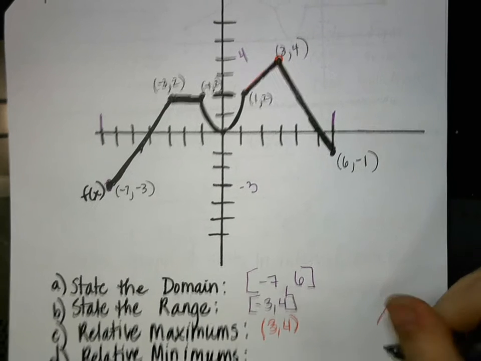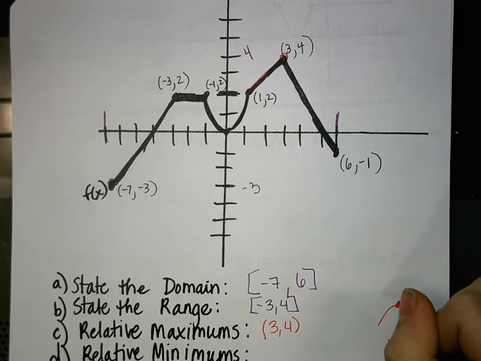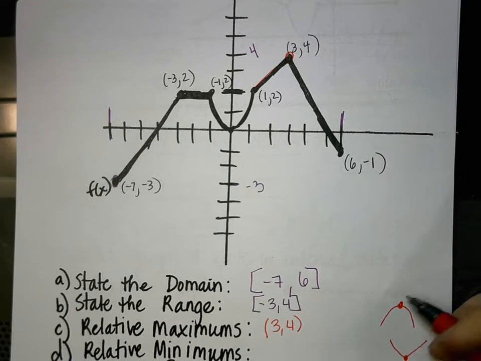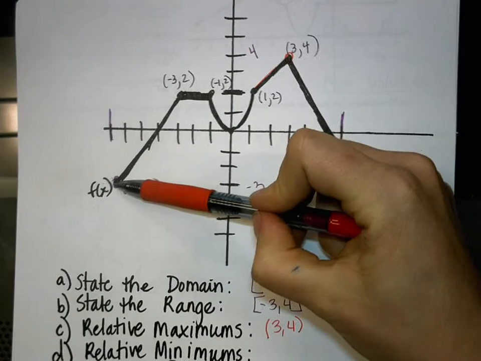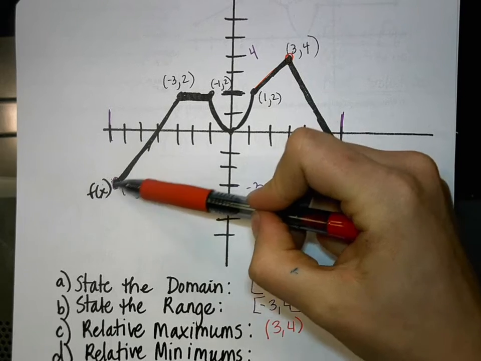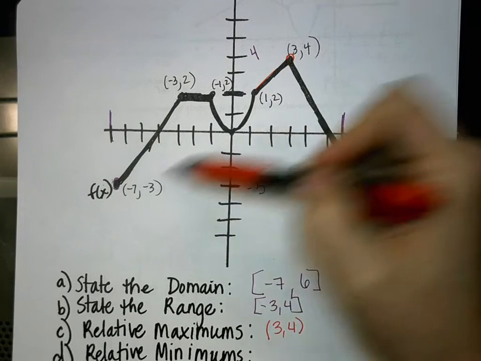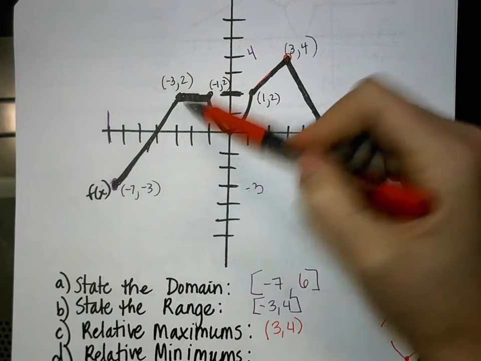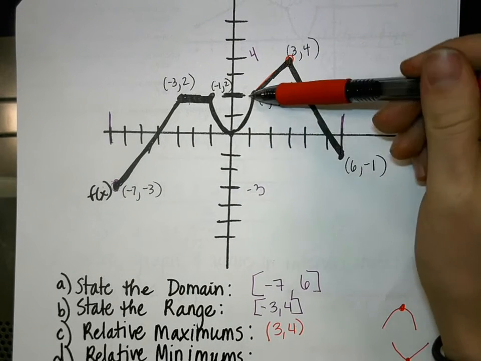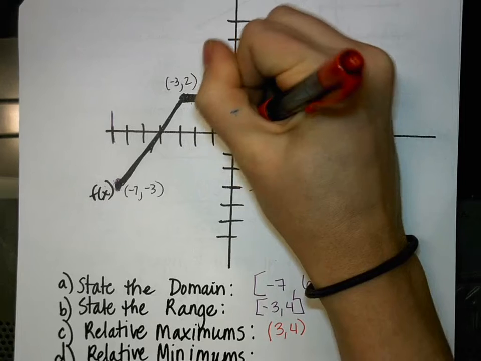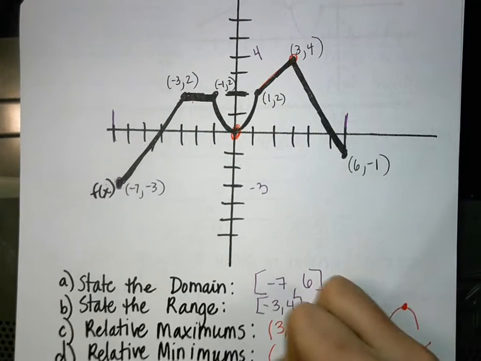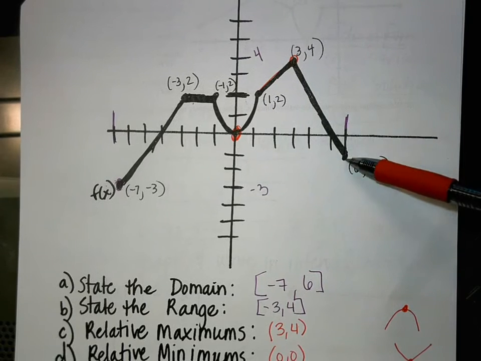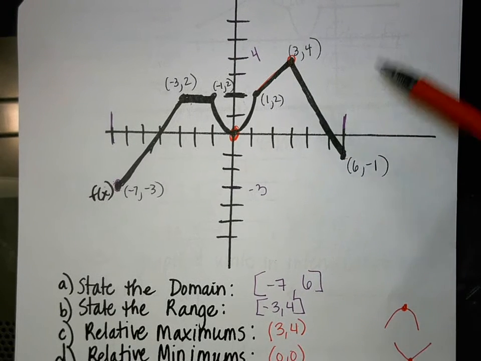Relative minimums need to change from decreasing to increasing, so it's like the bottom of a valley. This is not my relative minimum. This is the lowest part of my graph, but it's not my relative minimum because it's not changing from decreasing to increasing. Right here, decreasing to increasing, I do have a point at the very bottom, which is (0, 0). And then over here, also not a relative minimum because we don't see it go back up again.